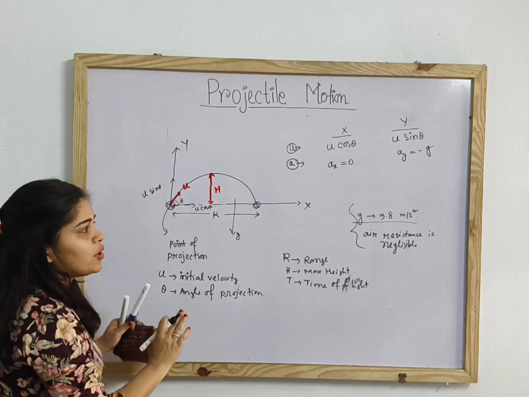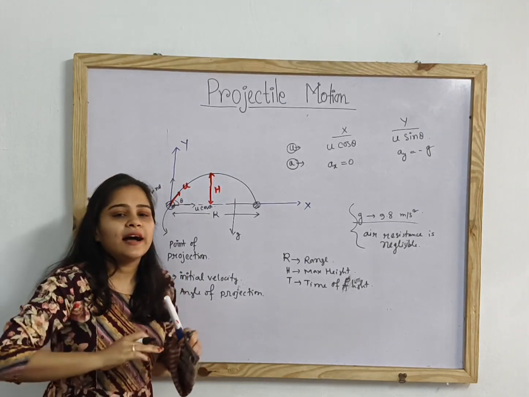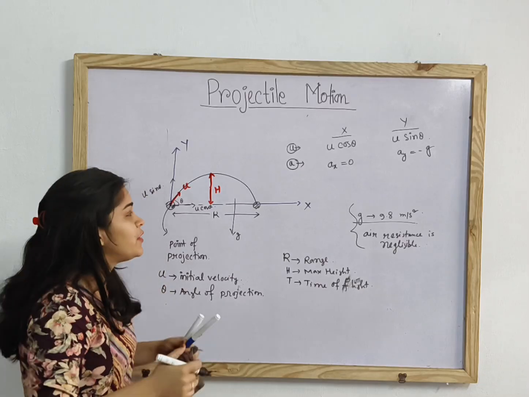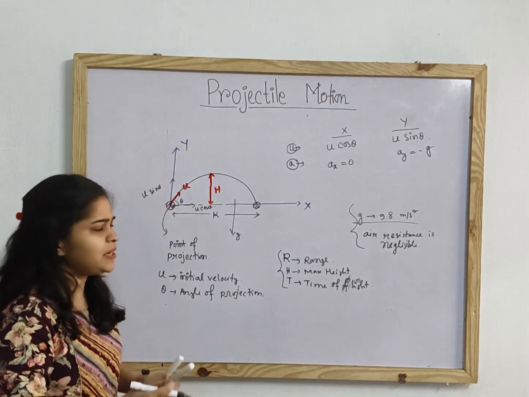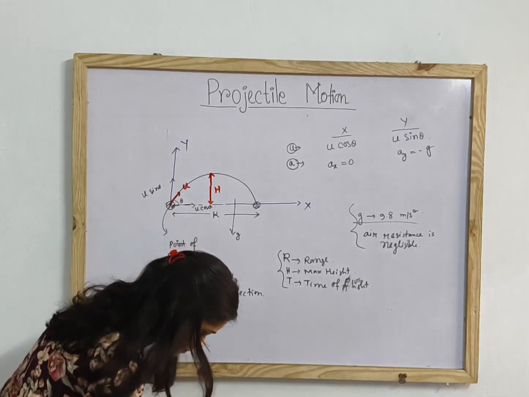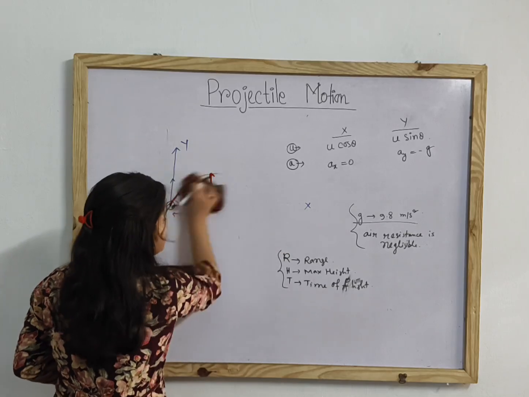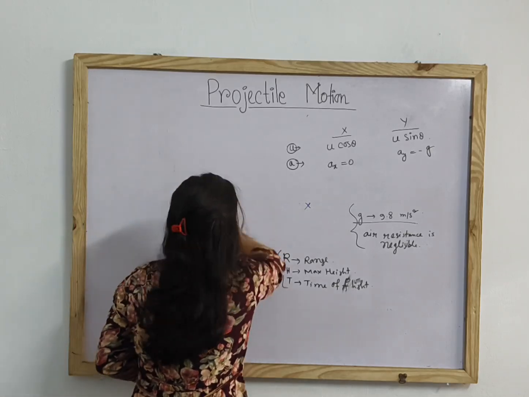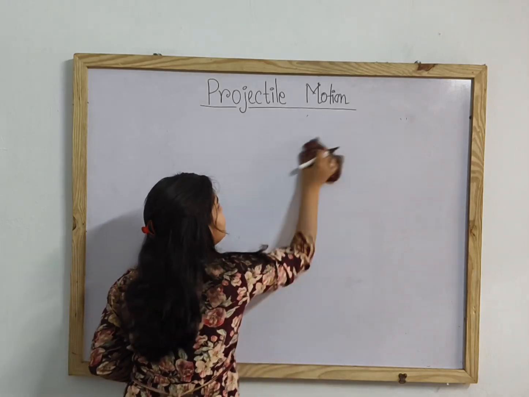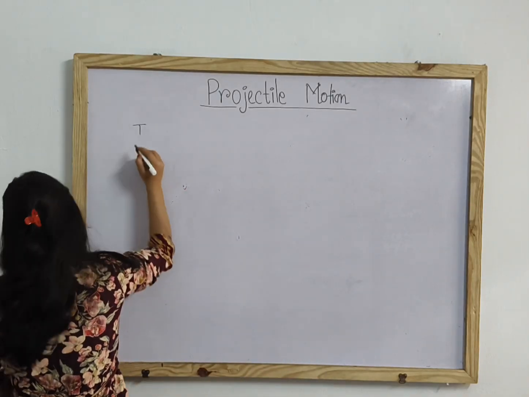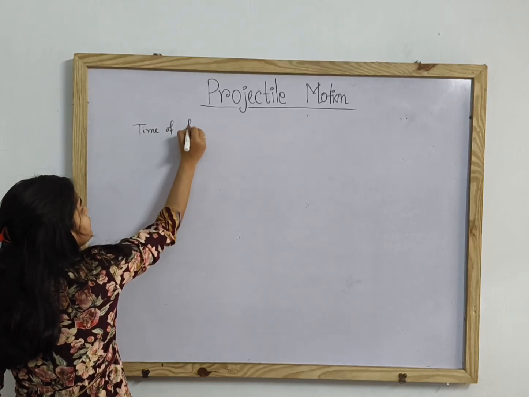Okay, so this is all about the introductory portion of projectile motion, and now we are ready to calculate the values of r, h and t. These are very simple, it will not take too much time. First of all, I'm going to calculate the time of flight. Give a heading, time of flight. Sorry, not time period, time of flight. So now I am going to calculate the time of flight.